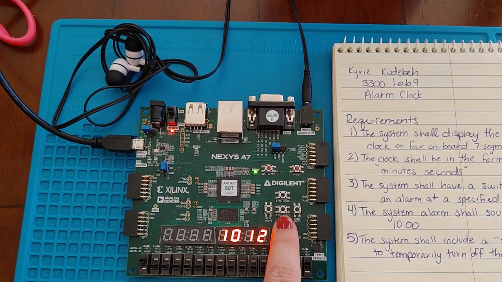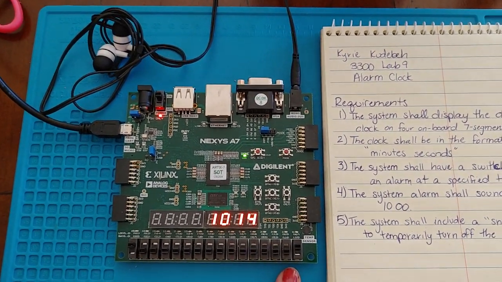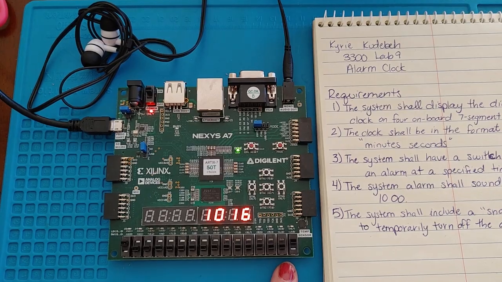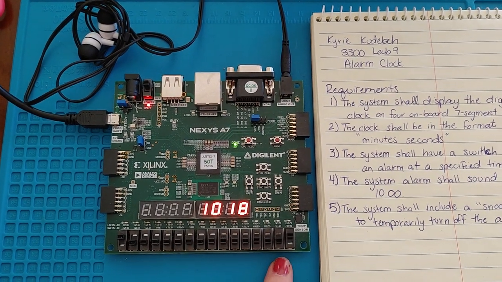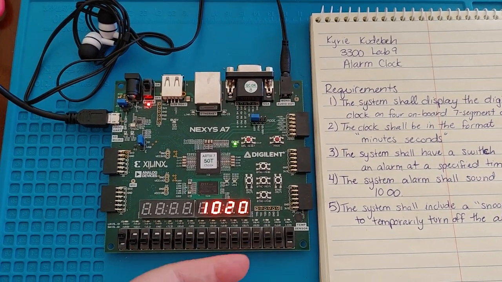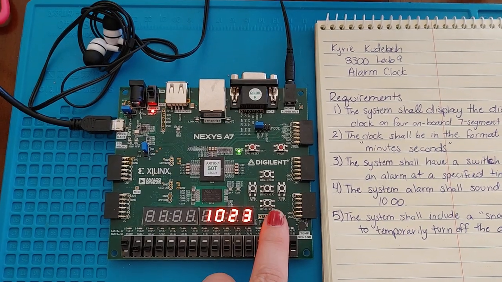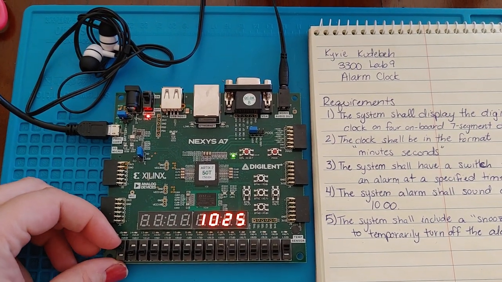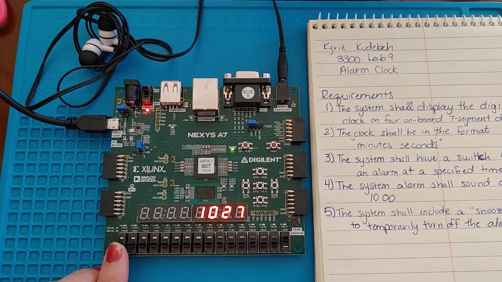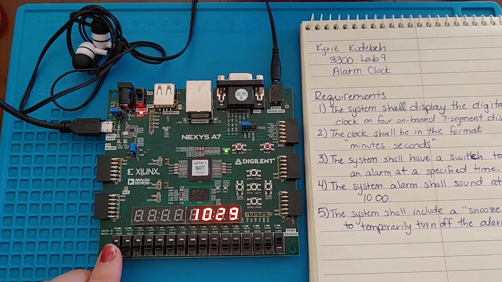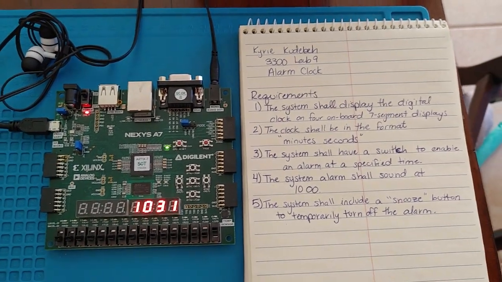Now I'm going to hit this button here as the snooze button, and it should stay off until 10:20. And it goes on. I could hit the snooze button again to turn it off, or I could hit this enable switch and it'll stop running there. And that is my digital alarm clock. Thank you.